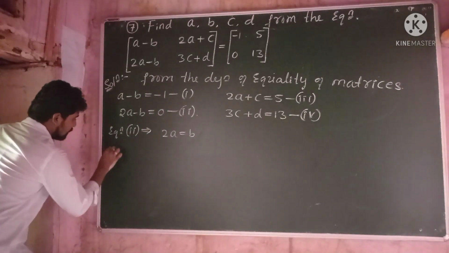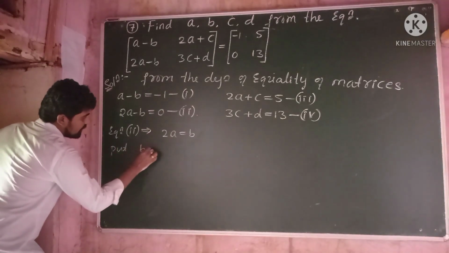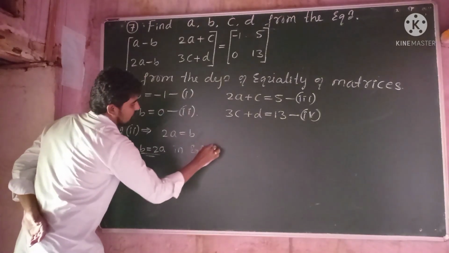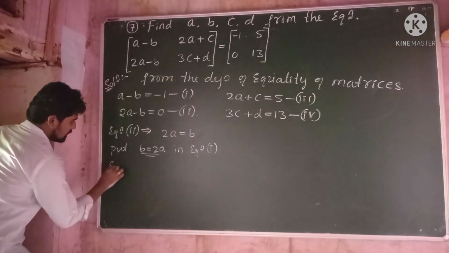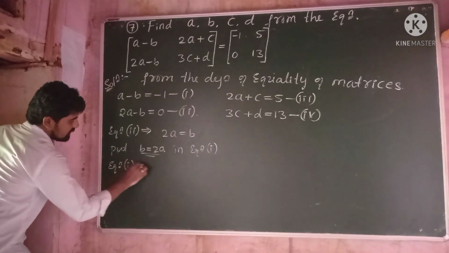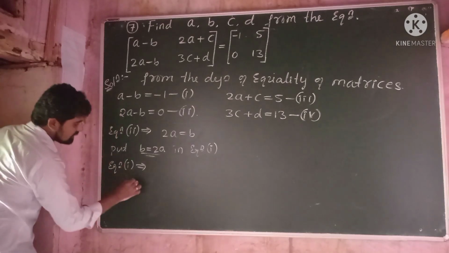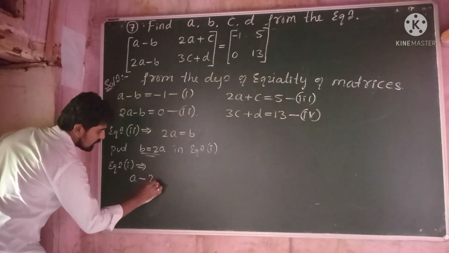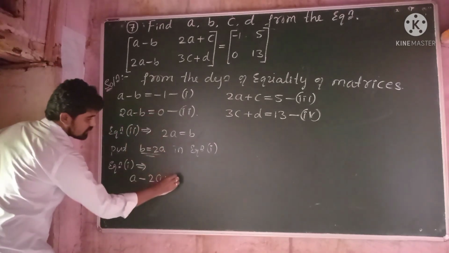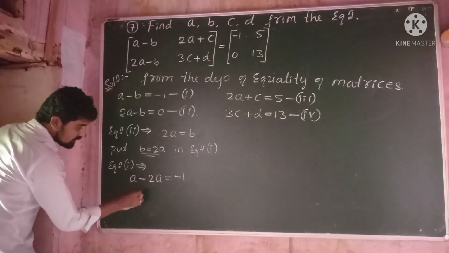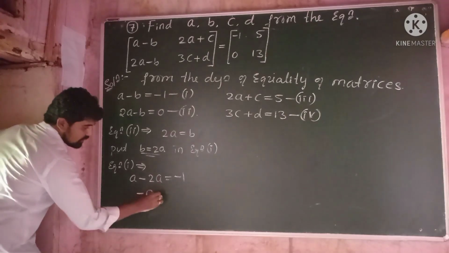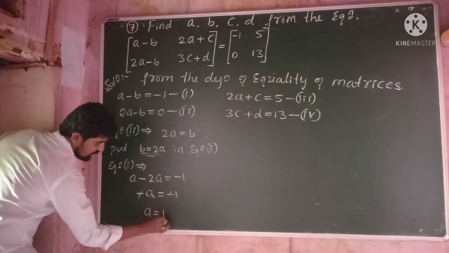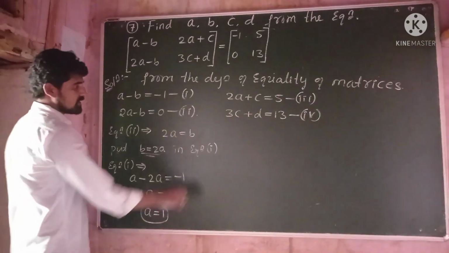What is the next step? Put B equal to 2A in equation 1. So, equation 1 implies A as it is, A minus the value of B, which is 2A, is equal to minus 1. So A minus 2A is minus A, which is equal to minus 1. Minus and minus get cancelled. The value of A is equal to 1. I hope all of you are understanding.